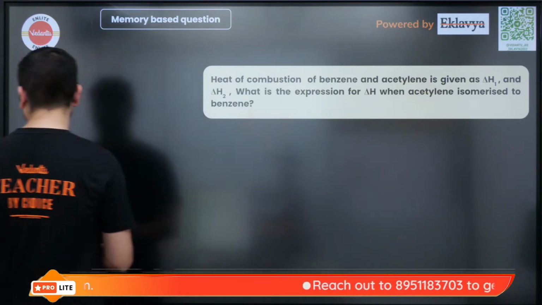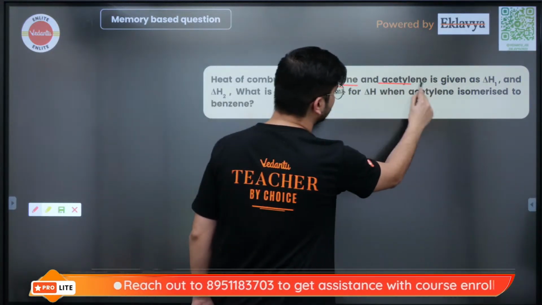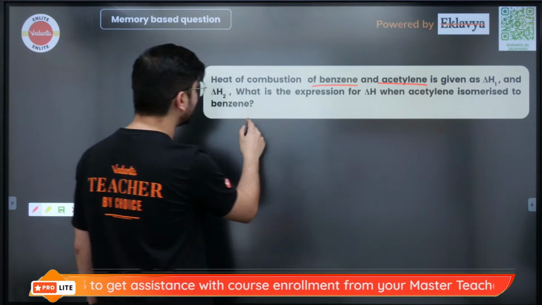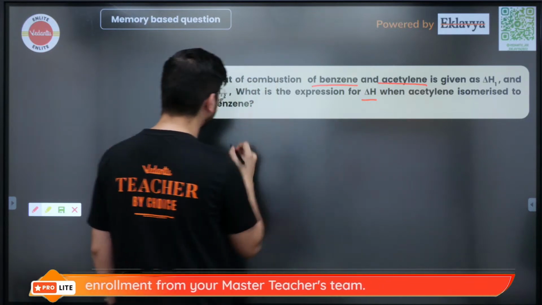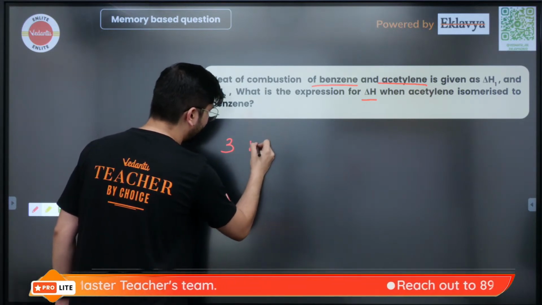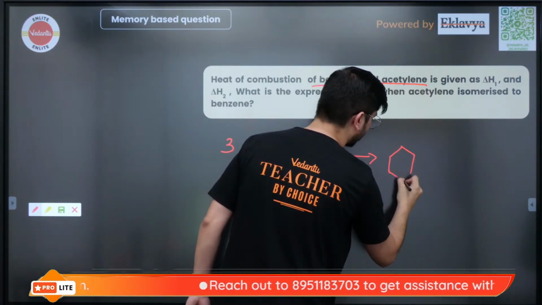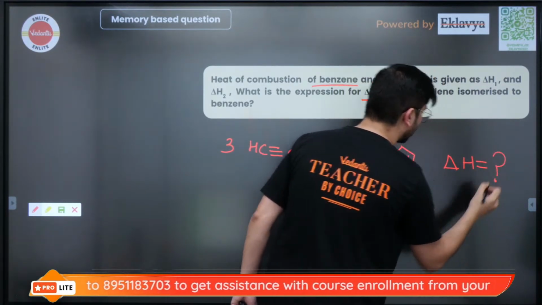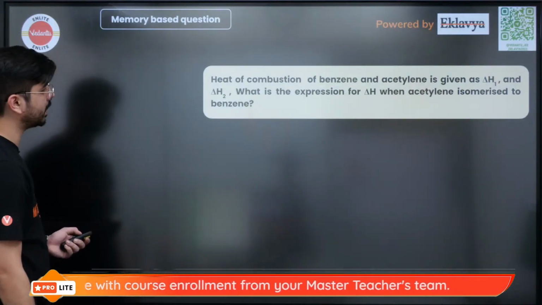Heat of combustion of benzene and acetylene, that is HC triple bond CH, is given as delta H1 and delta H2. What is the expression for delta H when acetylene is isomerized to benzene? So what is the required final equation? That when it is converted to benzene, what is the delta H value? And 2 equations have been given to us. Let's have a look at the solution part, guys, quickly.